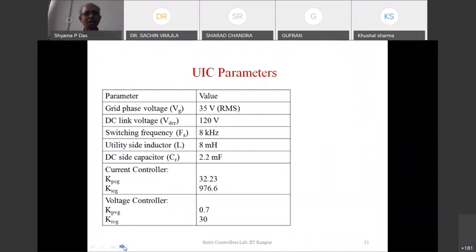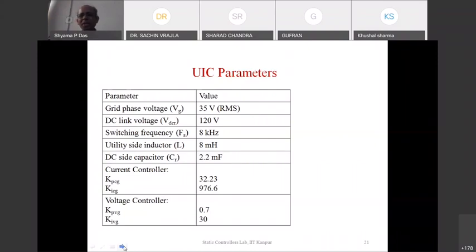Then we have the current controllers, the 4 current controllers: 2 for the positive sequence component, G and D, and 2 for the negative sequence component, G and D. The current controllers have the same gains, the proportional gain and the integral gain. Then the voltage controller, the input side voltage controller, takes the reference voltage VDCR star and VDC. That has a proportional gain of 0.7 and an integral gain of 30.